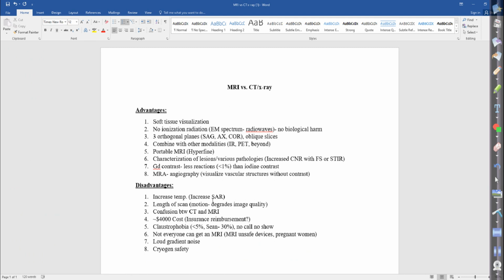When we're comparing MRI to CT and/or X-ray, our advantages were better soft tissue visualization. We're not using ionizing radiation, so there's really no potential for biological harm. And we're on the electromagnetic spectrum, but where are we at? Higher or lower frequency?